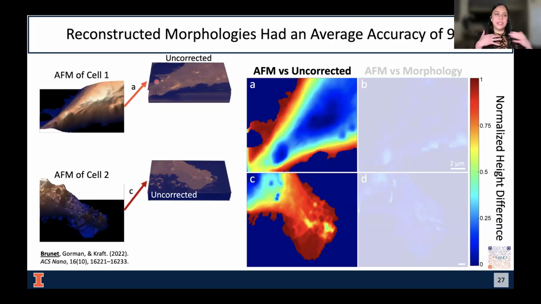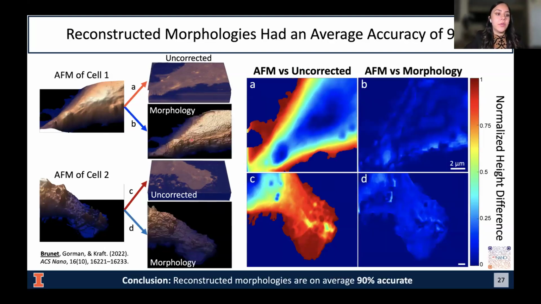So uncorrected morphologies are just what results from stacking the 2D images, one on top of the other, which results literally in a block. This comparison is shown on this figure. And we can see that there are high errors on the cell's edge and on the cell's lower portions, which was expected. We did the same thing comparing the AFM with our morphology reconstructions, and we can see that now the errors are pretty low, so they're more towards this region.